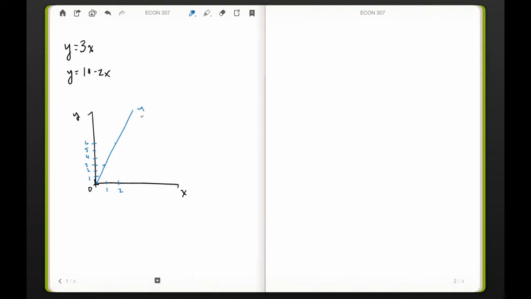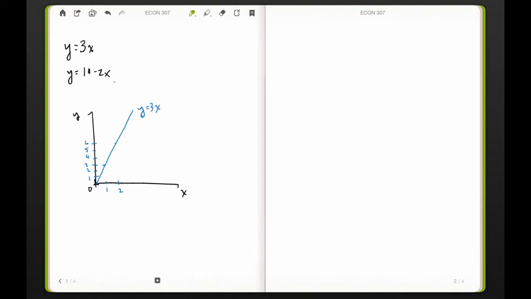And then I'm going to label this as y equals 3x. So here we have our first equation, and every single ordered pair on this line solves this equation. Now we want to show another equation on this graph, y equals 10 minus 2x.